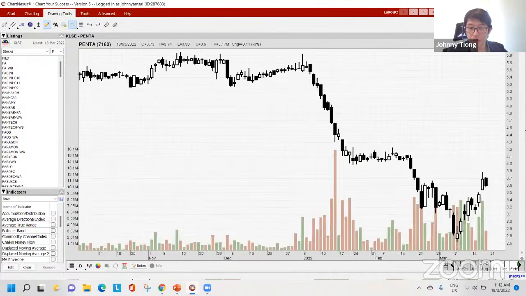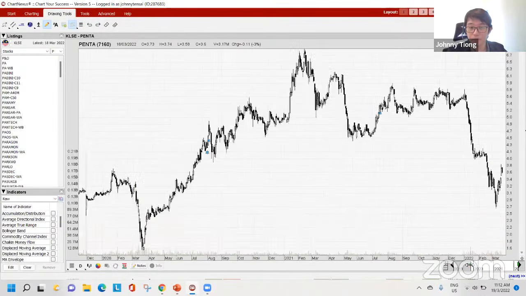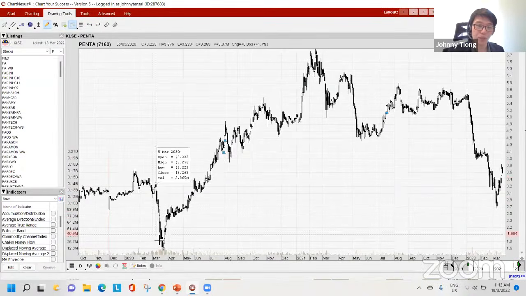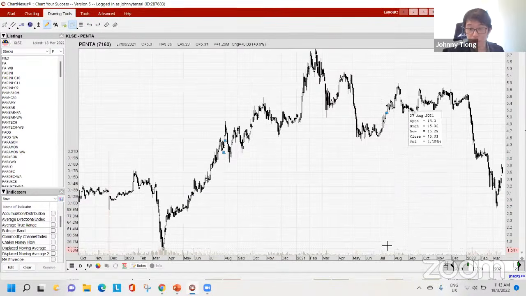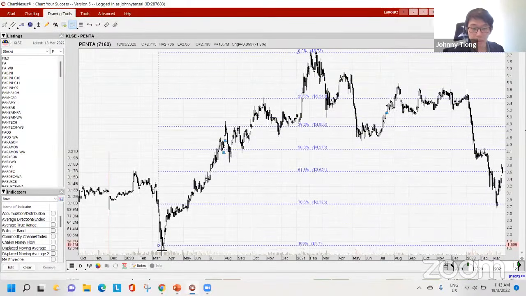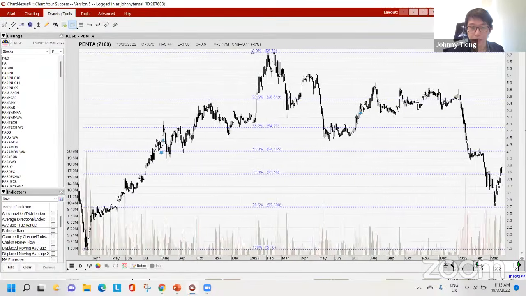So again, we take the reset point, which happens in 2020. You can see this stock is actually in an uptrend, and then due to COVID, it falls to a low of 1.6. So again, for Fibonacci retracement, we take from the highest point, we draw down to the lowest point, and then we zoom in. And then, due to the current situation, the stock price is falling down.